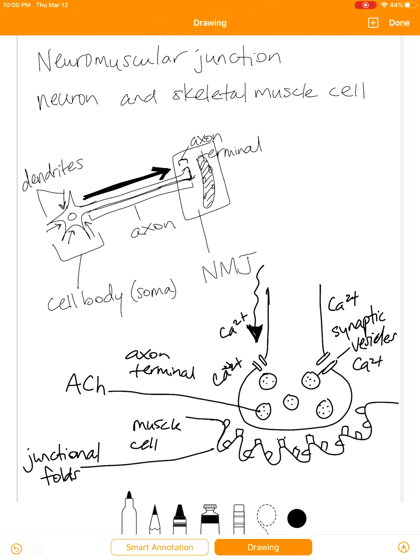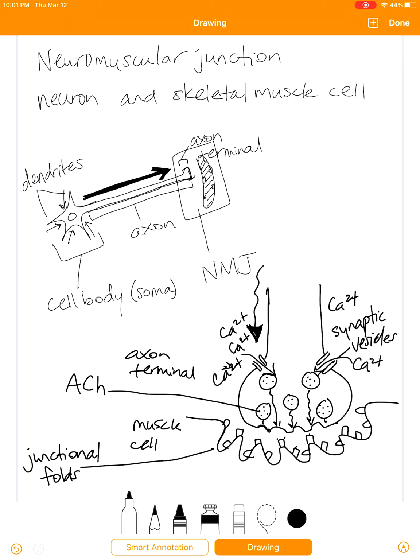Once we open up these channels, the calcium that's floating around outside will start to diffuse into that axon, excuse me, into the cell. And when calcium diffuses into the axon terminal, that causes these little synaptic vesicles, these little bubble-looking structures, to start to move down towards the bottom of the axon terminal, and they're going to start fusing with the axon terminal.